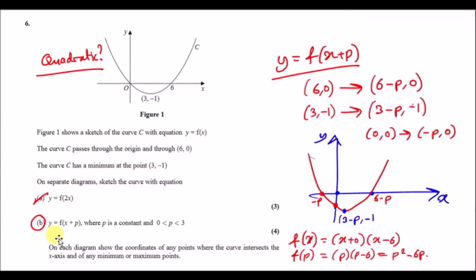Okay, part B now. We've got to sketch y equals f(x + p). For this one, it gives you a constraint for p. It says that p is between 0 and 3.